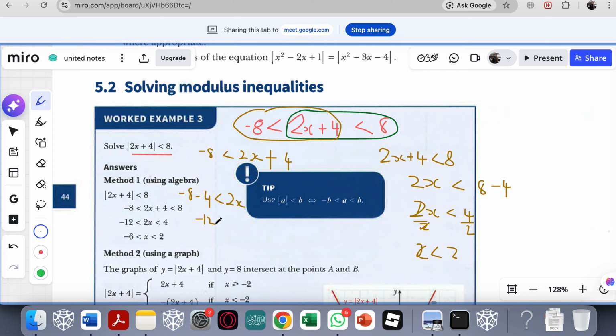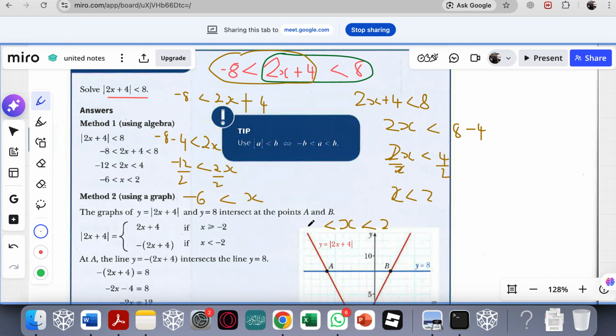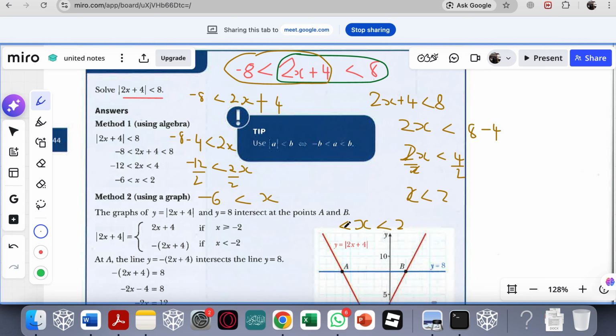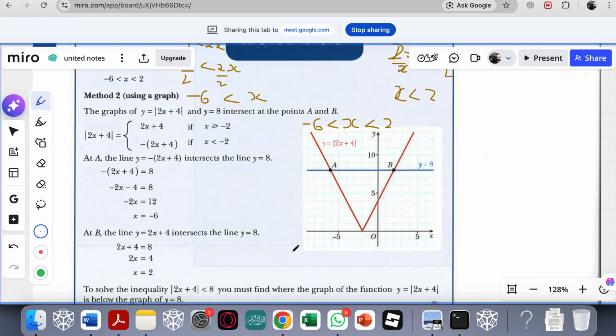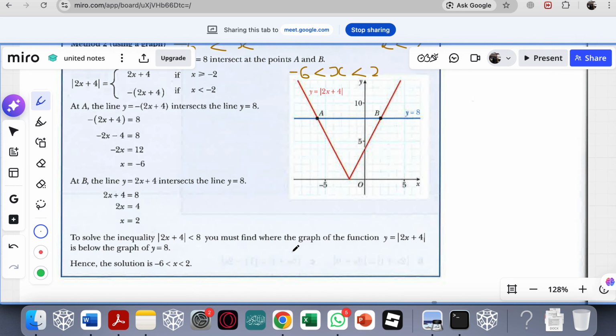is less than 2x. So you divide both sides by 2 in order to find x. We divide both the left and the right side by 2, because we want to find x. So negative 12 divided by 2 is negative 6. Even though you are using the less than sign, you read to the right first. You say x is less than 2 and greater than negative 6. This is your inequality. Once you solve the inequality, you are good.